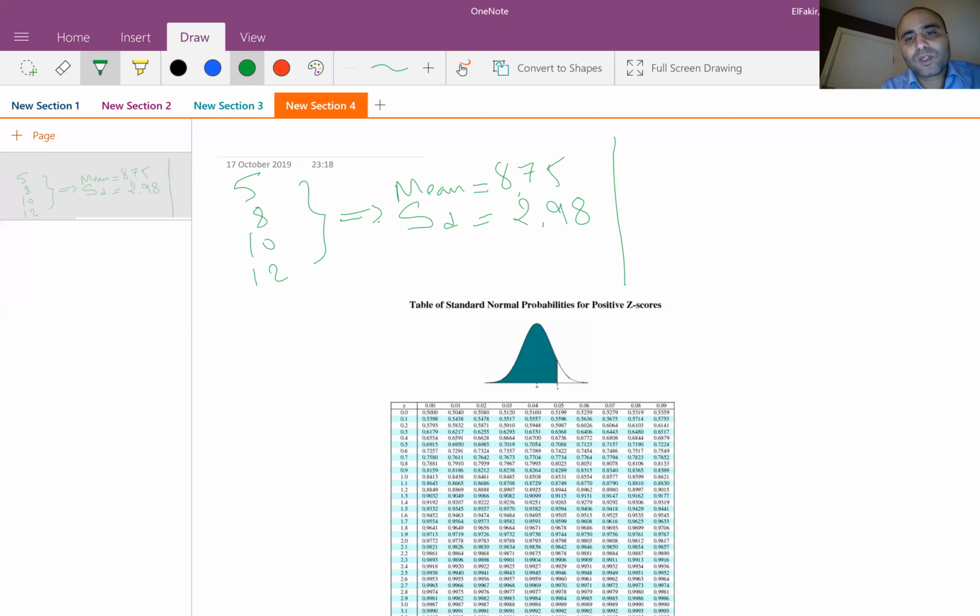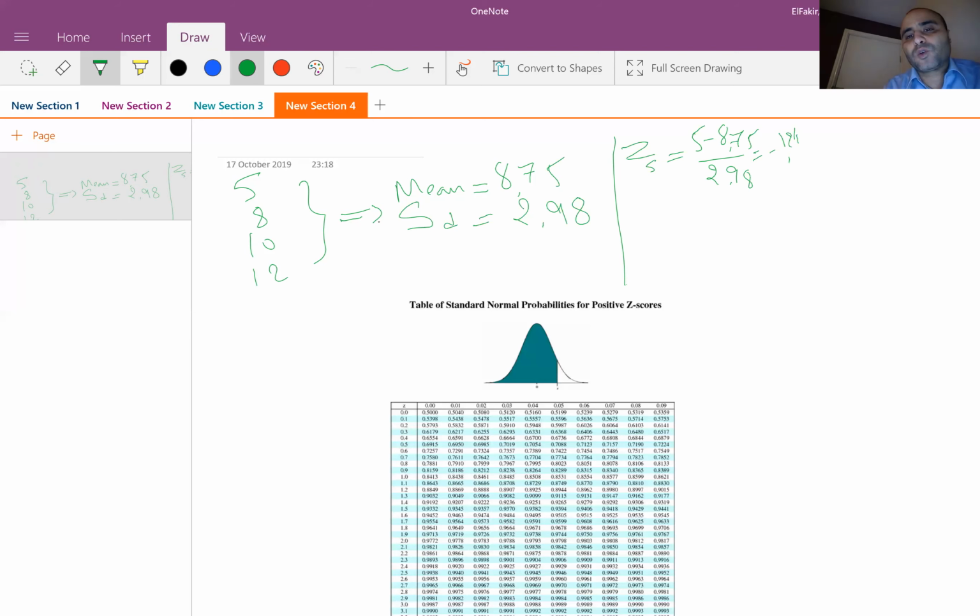For example, the Z-score of 5 in this case is 5 minus 8.75 over the standard deviation, which is 2.98. Okay, so a quick calculation for that will give us minus 1.25.